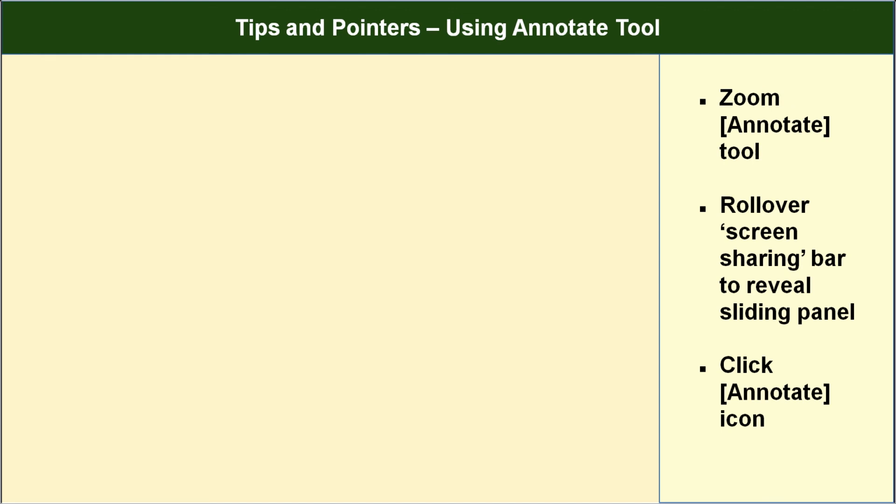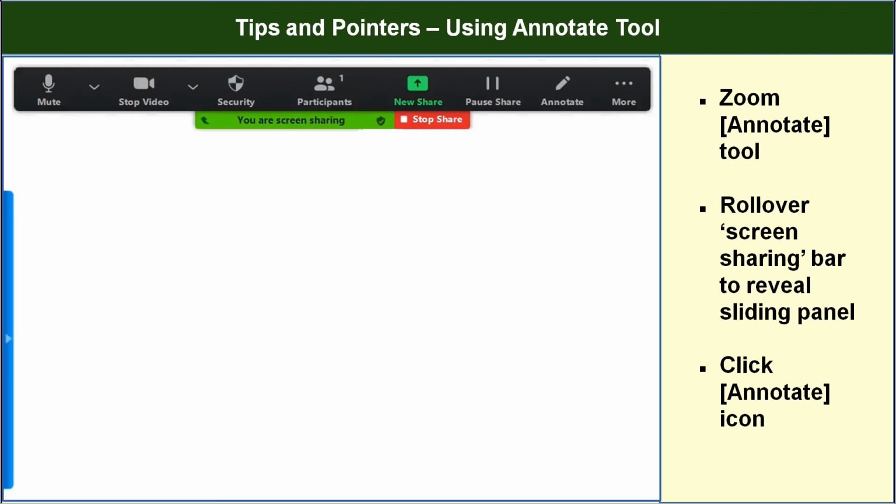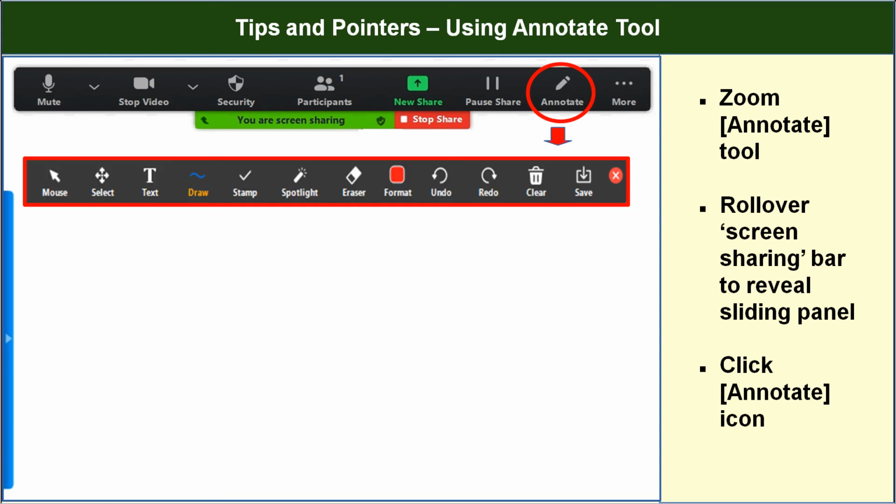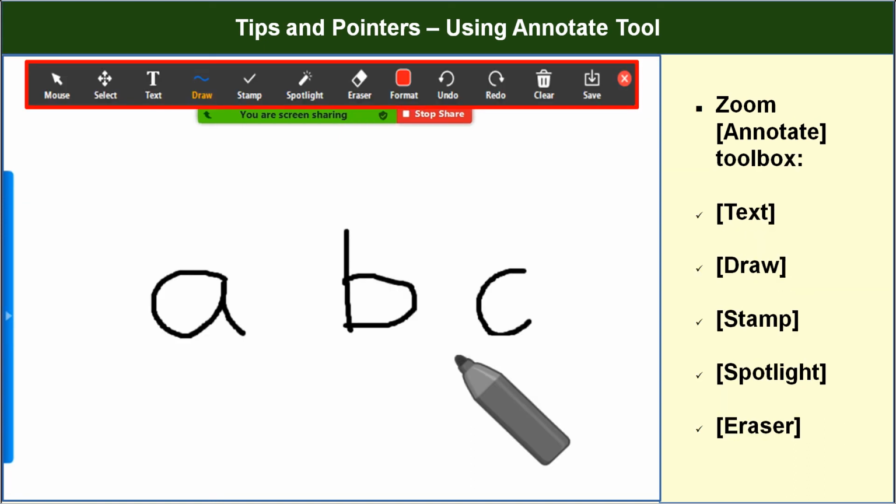Another Zoom feature, Annotate. Roll over the Screen Sharing bar with your mouse to reveal the sliding panel. Click the Annotate icon to bring out the Annotate features. The Annotate panel consists of various tools. We shall highlight a few here. Text enables you to type text. Draw enables you to draw or create shapes. Stamp enables you to stamp artworks. Spotlight enables you to spotlight a particular area. Eraser enables you to erase what you have drawn or typed.